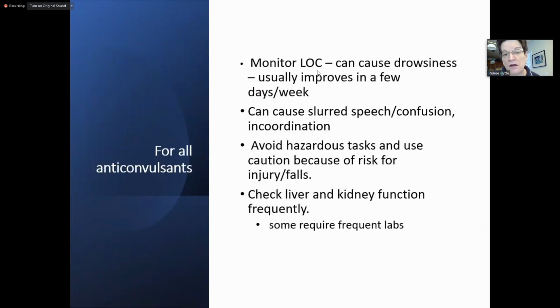For all of our anticonvulsants, regardless of the class, we want to monitor the level of consciousness because they can cause drowsiness. That usually improves in a few weeks, days or weeks. It can cause slurred speech, confusion, and incoordination at the beginning. And so they're told to avoid any hazardous tasks or to use caution because of the risk for falls or injury.